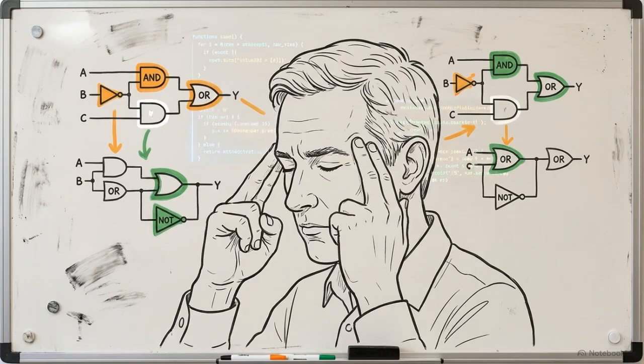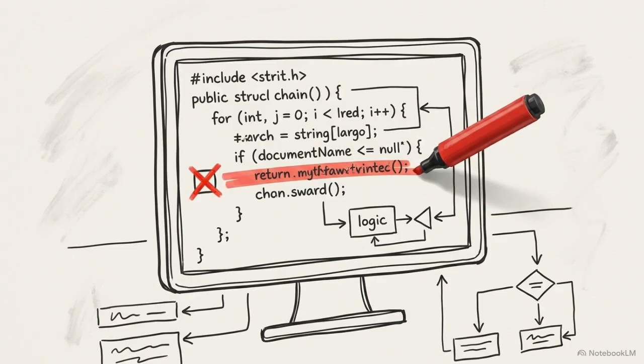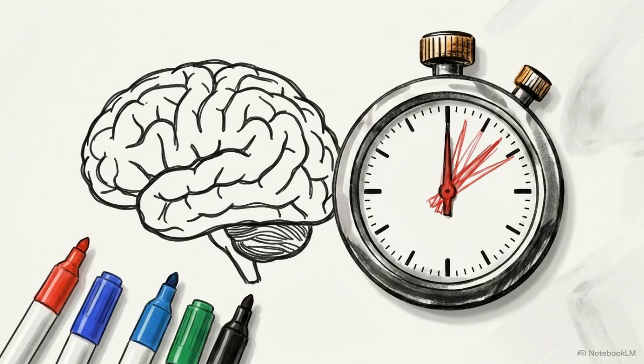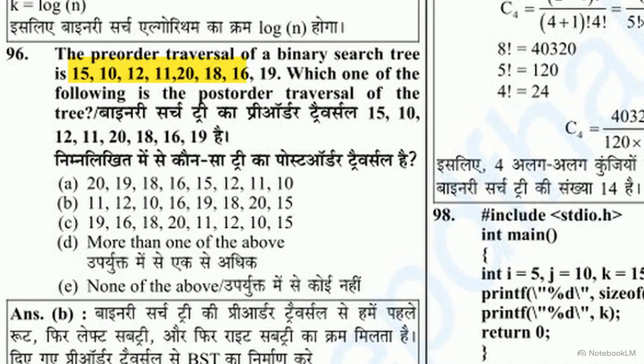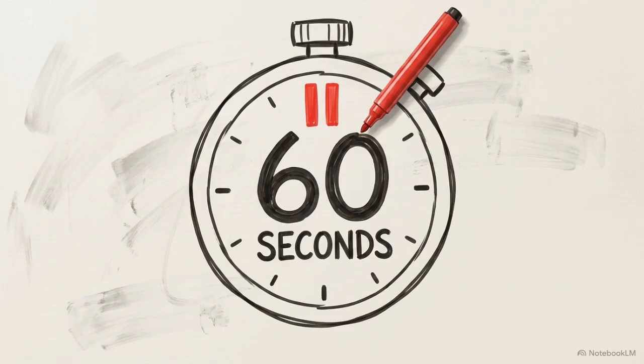Success in Part 2 requires the ability to dry run these scenarios in your head. You have to identify logic errors as quickly as a compiler would. Let's test that mental processing speed using a data structures problem from the TRE 3.0 paper. Question 96 provides a pre-order traversal sequence: 15, 10, 12, 11, 20, 18, 16, and 19. Your task is to determine the correct post-order traversal for this binary search tree. Pause the video now, set a timer for 60 seconds, and solve for the post-order sequence on paper before continuing.